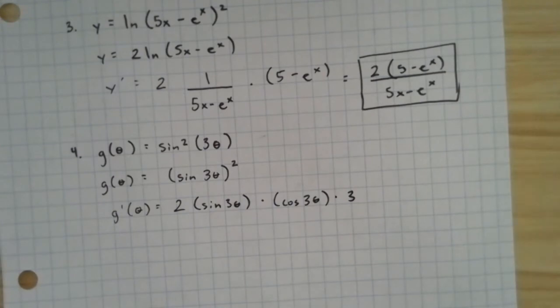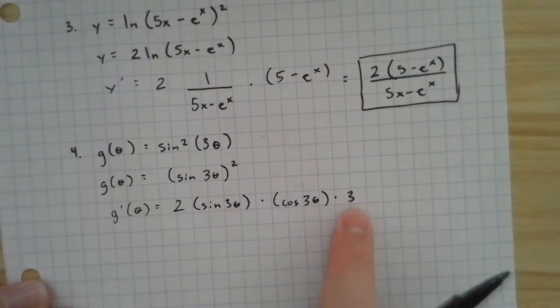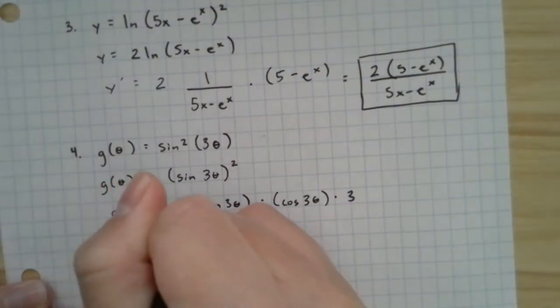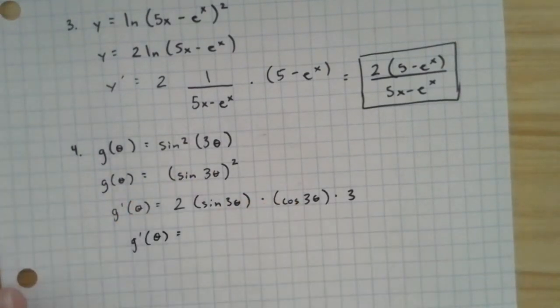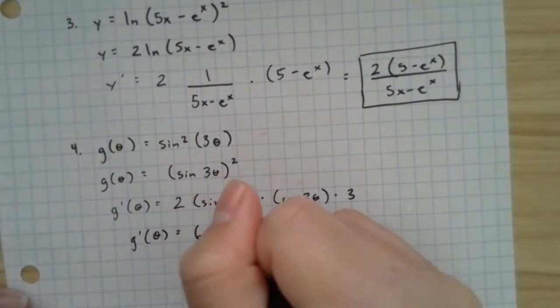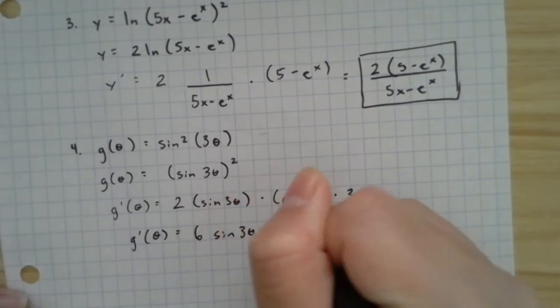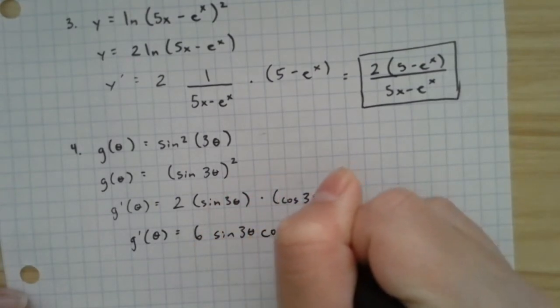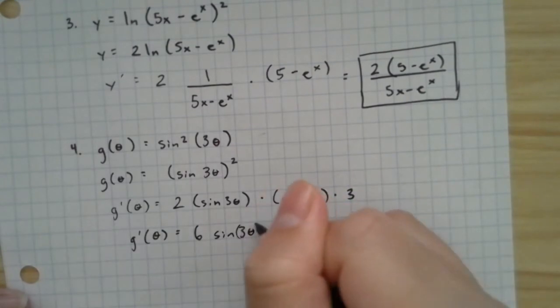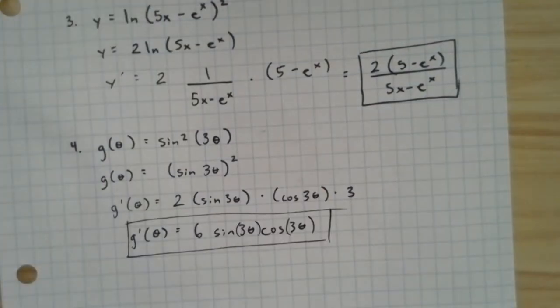Okay, now put all this together. You got 2 times 3, so then g prime of θ is 6 sine 3θ cosine 3θ. Okay, and that would be your answer. Okay, cool.